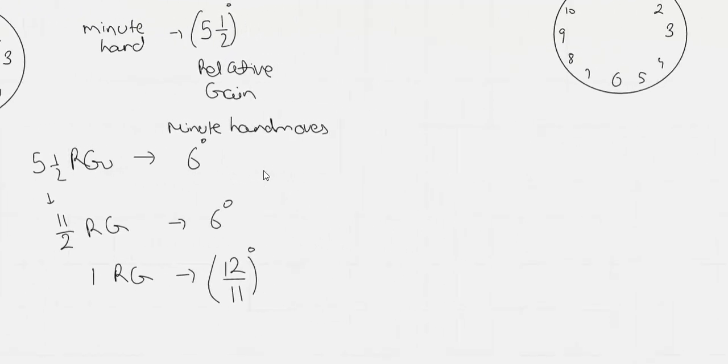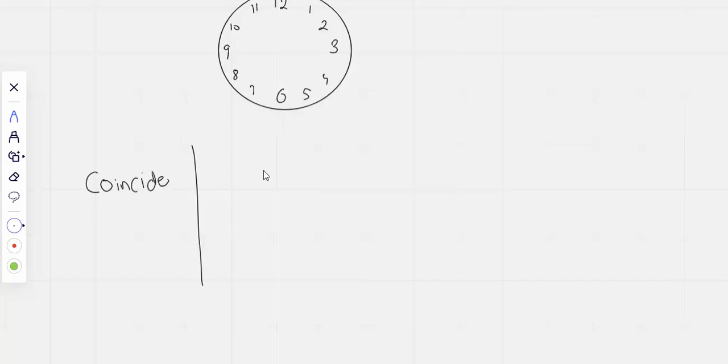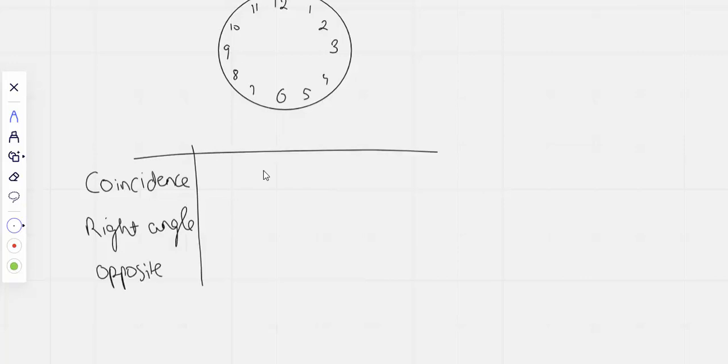Taking this into account, let's try to form a table. How many times are the minute hand and hour hand coinciding? How many times is the angle between the minute hand and hour hand a right angle? And how many times are the minute hand and hour hand opposite? We'll say in a 12-hour range and in a 24-hour range.